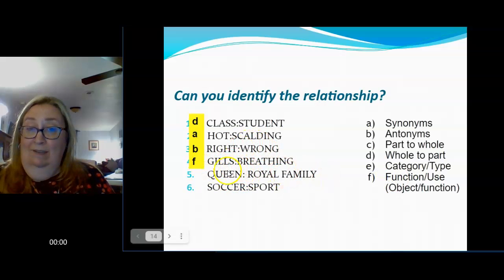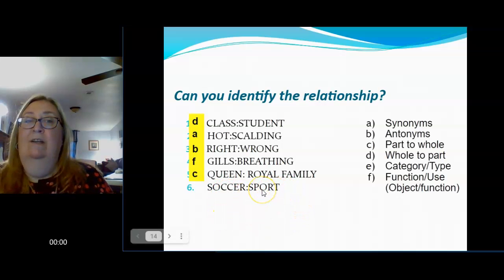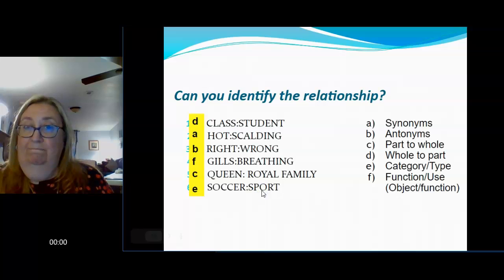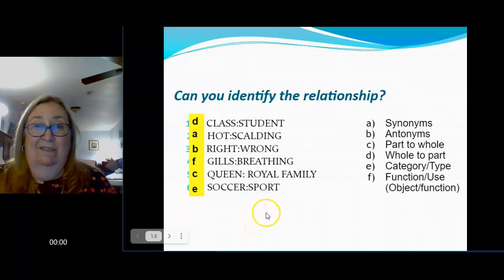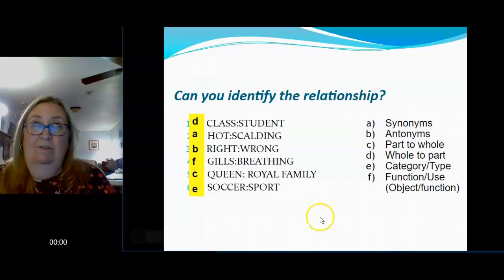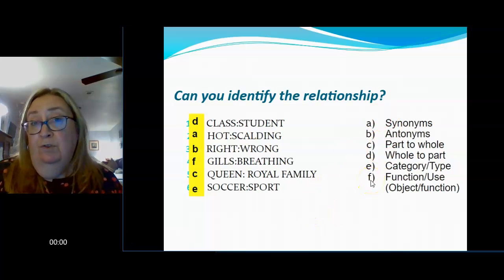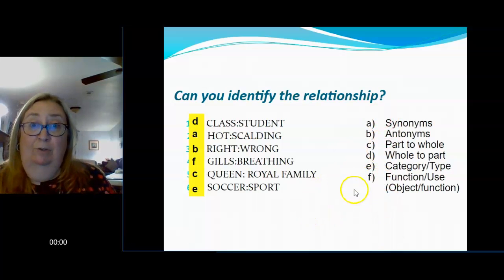Now, the queen is a member of the royal family. The queen is a part of the whole royal family, so part to whole, which means that soccer must be a category or a type of sport. Think you got that? The fortunate part is today it'll be multiple choice, so you'll be able to see which of these things it's going to be.